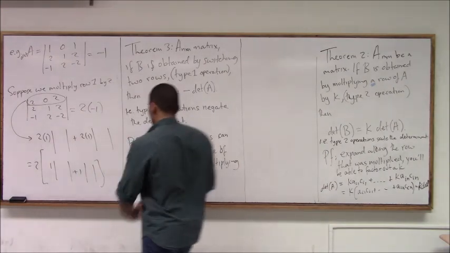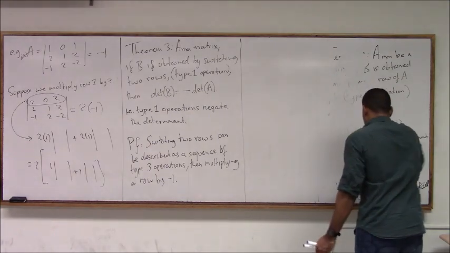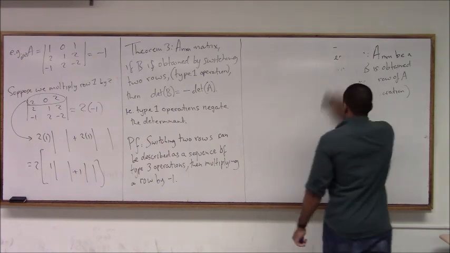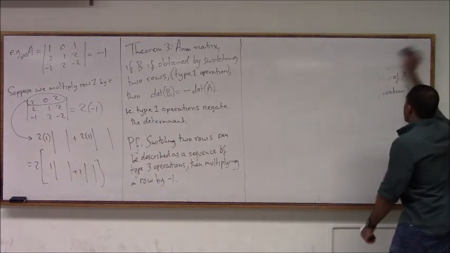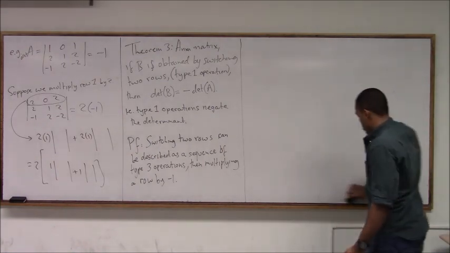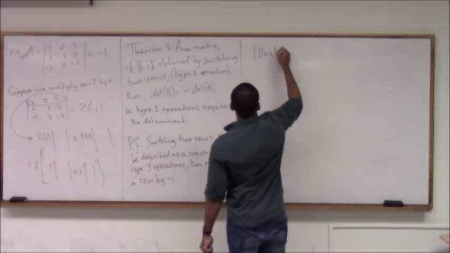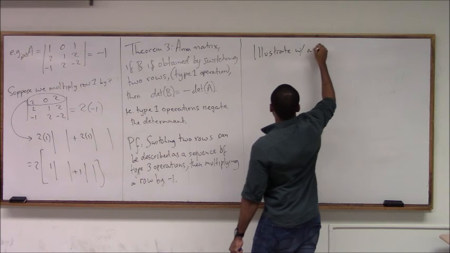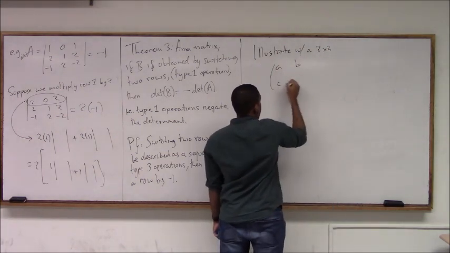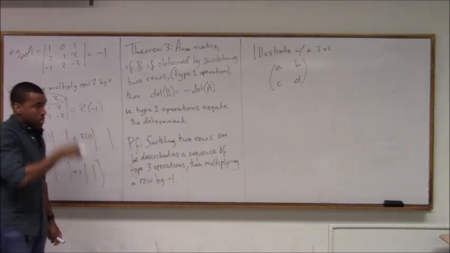That might not be clear, but I'll give you the specific algorithm of how you can switch two rows of a matrix using type 2 and type 3 row operations. Well, a bunch of type 3 followed by a type 2. Let's illustrate with a 2 by 2. We're going to literally switch two rows of this. So here I have A, B, C, D. How would I swap the two rows? How can I describe that mathematically?